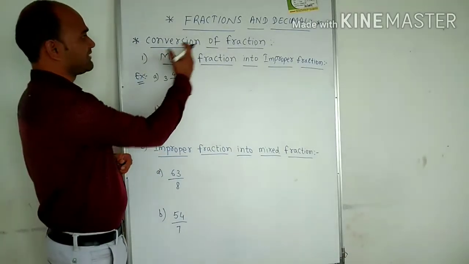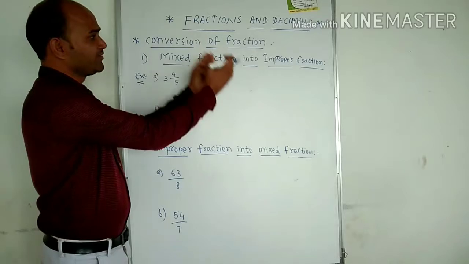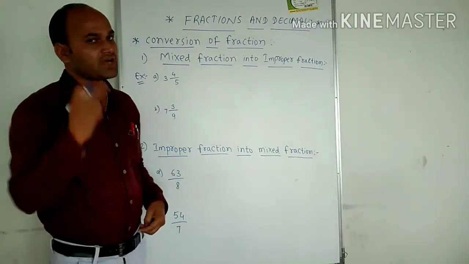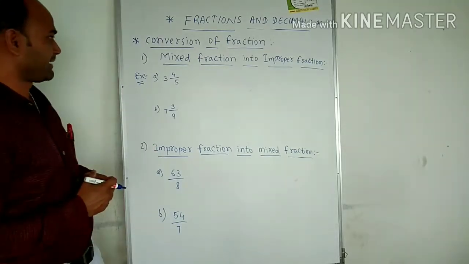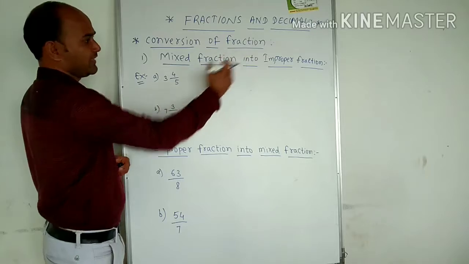You can see here, it is the conversion of the fractions. We have to convert the mixed fraction into improper fraction and improper fraction into mixed fraction. How to convert? Let me show with examples. So firstly we can see the conversion of mixed fraction into the improper fraction.